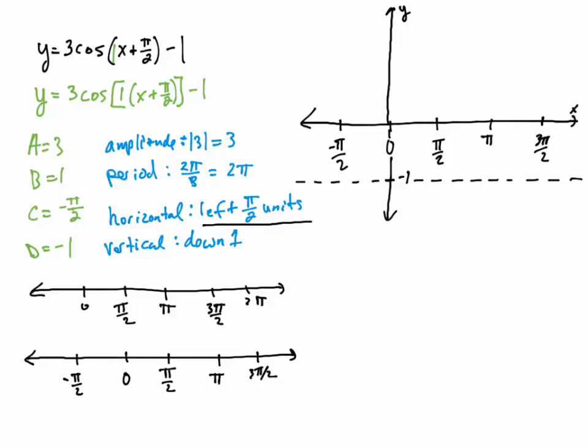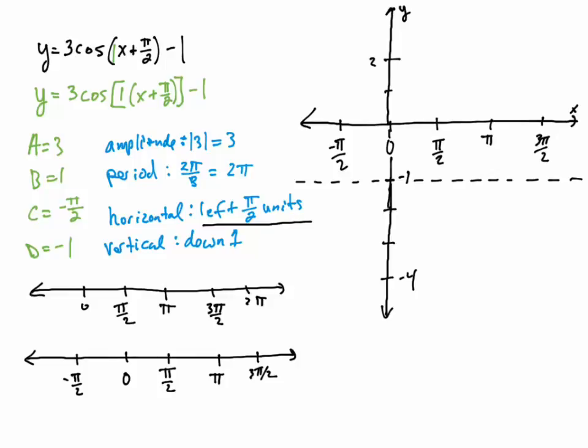From -1, we're going to go up 3, so 0, 1, 2. And then if we're going in the negative direction, let's extend this. Make that a little straighter. So we're going down 3 units from -1, so -2, -3, -4. So there will be the max and minimum values.